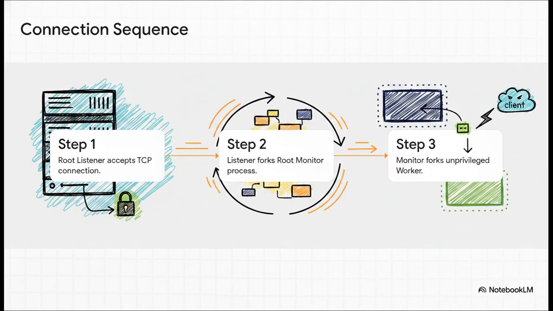Step 1, a root listener just sits there and accepts the TCP connection. Step 2, it immediately forks a new root monitor process for that specific connection. Step 3, that monitor forks an unprivileged worker process and hands the network connection down to it. So now, this powerless worker is the one actually talking to the potentially malicious client over the internet.